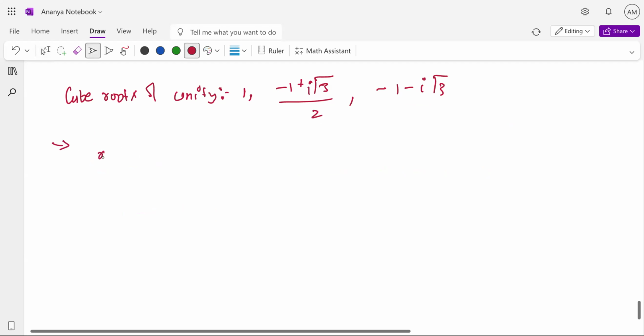Yeah, for x cube equals 1, what are the possible roots I can say? That will be 1, omega, omega square. Is it? Yes, sir. All right. So this is all about the imaginary roots.